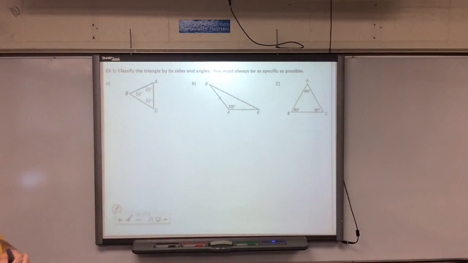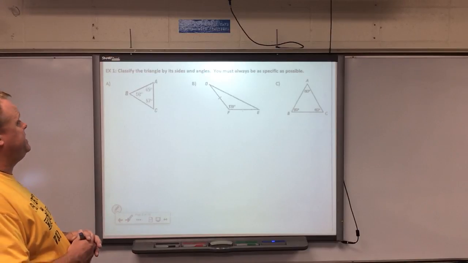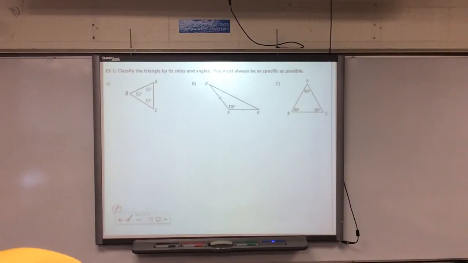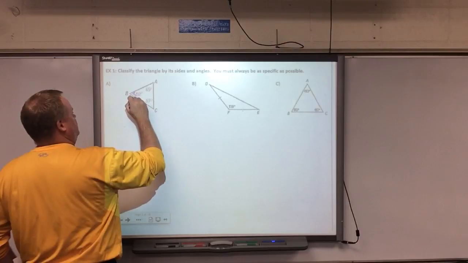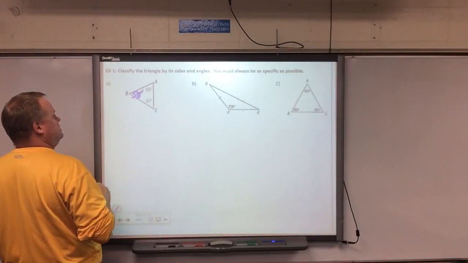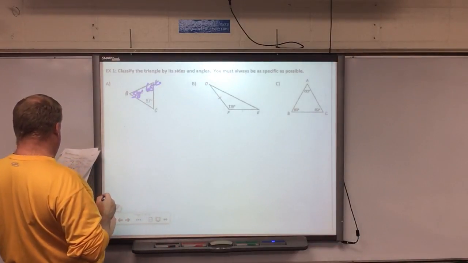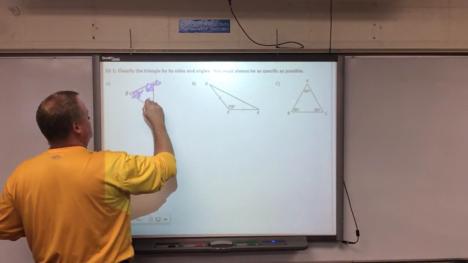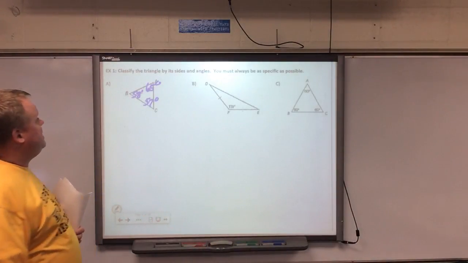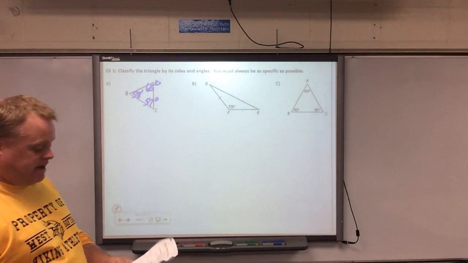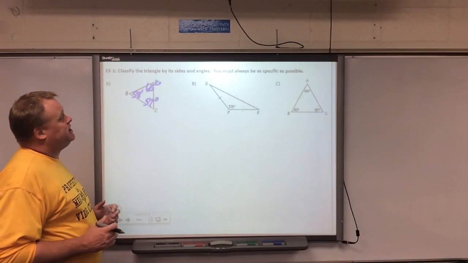It says classify the triangle by its sides and angles. You must always be as specific as possible. And let me write in these things right here. This one says 58 degrees. This one is 65 degrees. And this one is 57 degrees. Okay? And it says classify the triangles by its sides and angles. You must always be as specific as possible.